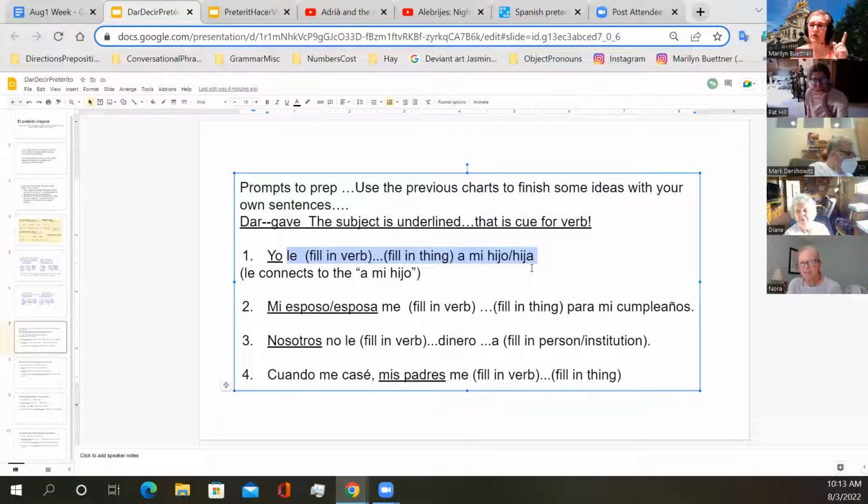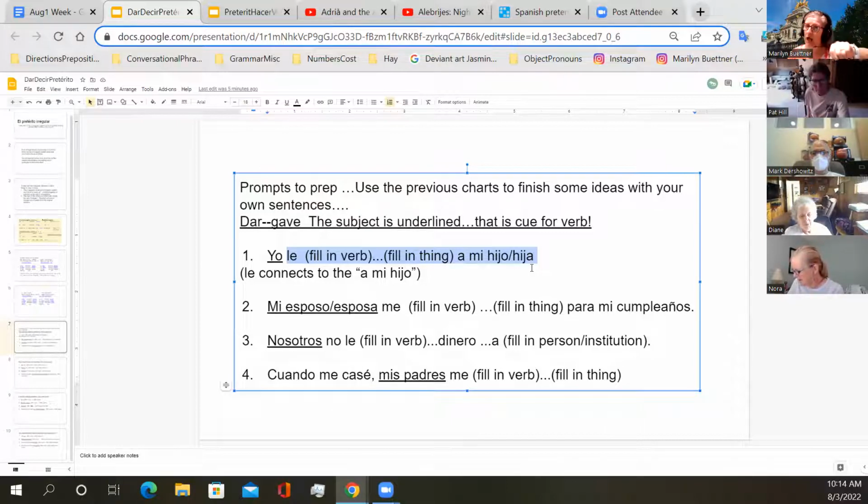You will never hear in a normal conversation, you'll almost never hear, yo di, I've got to think hard how to say this because I never say it. Yo di una carta a mi hijo. No one will omit the le. Okay. No one will ever omit the le. Ever. 99.9% of the time, that high. No one will omit the word le.